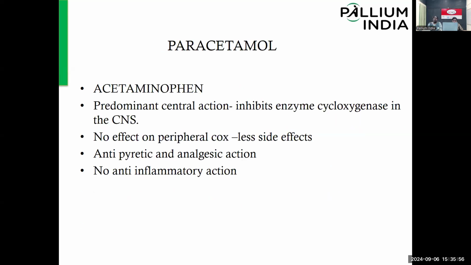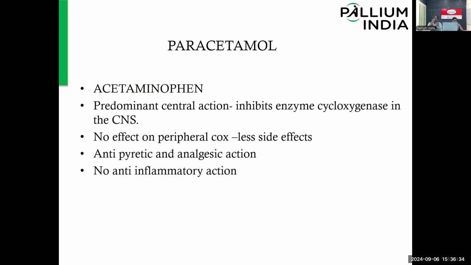Next thing is paracetamol. I think everybody knows about paracetamol, because we commonly use it in our day-to-day practice. If any patient has a complaint of pain, we just tell them to take paracetamol. So we have to know more about paracetamol. It is acetaminophen. It has a predominantly central action by inhibiting the enzyme cyclooxygenase in the CNS. It has no effect in the periphery. Paracetamol has only central action on cyclooxygenase, no action in the periphery.